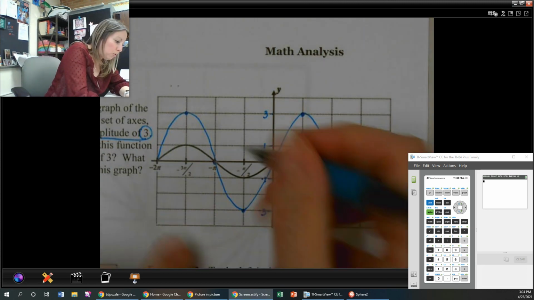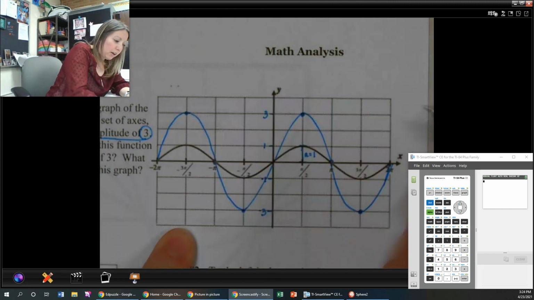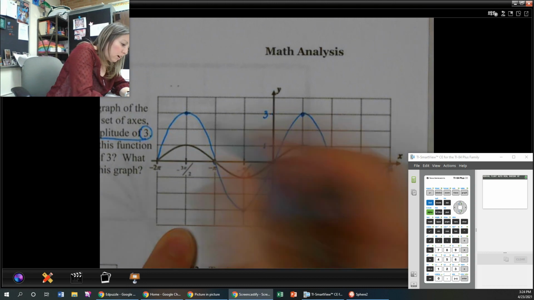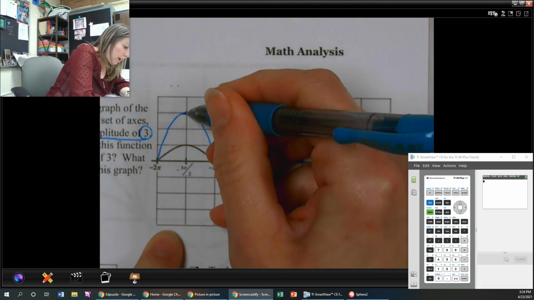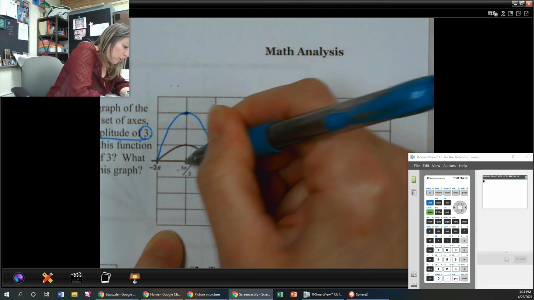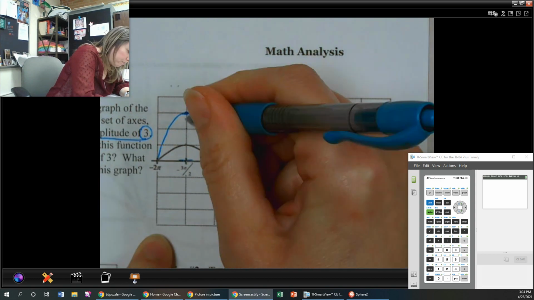So let me just show you with the count. Okay, over on this side, because I did the amplitude here. All right, so over on this side, I'm just going to show you with the count. Down 1, 2, 3. This is the amplitude.